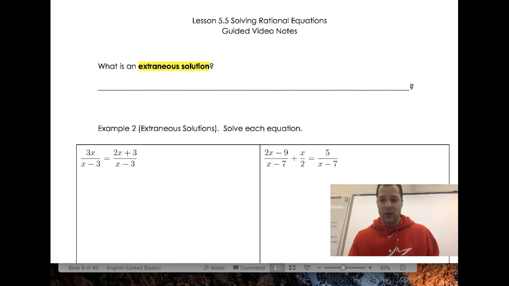Extraneous solutions are essentially solutions. I'm just going to break this down. They're solutions to our equation. Whoops, I should have left a bigger space. The solutions to our equation that don't work.